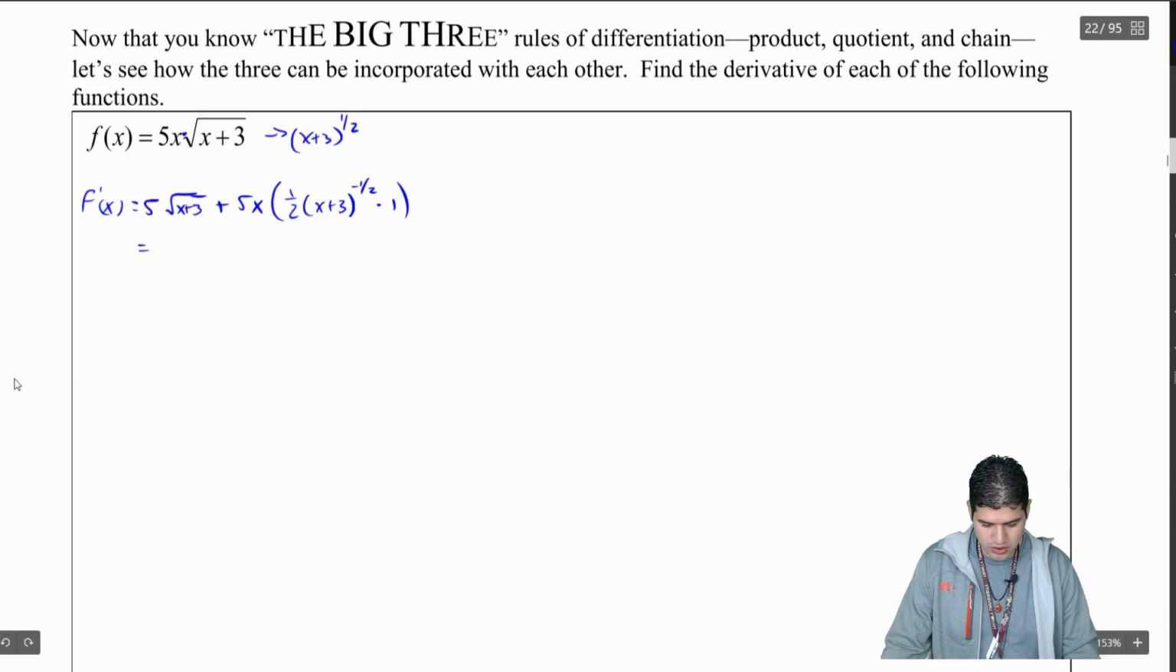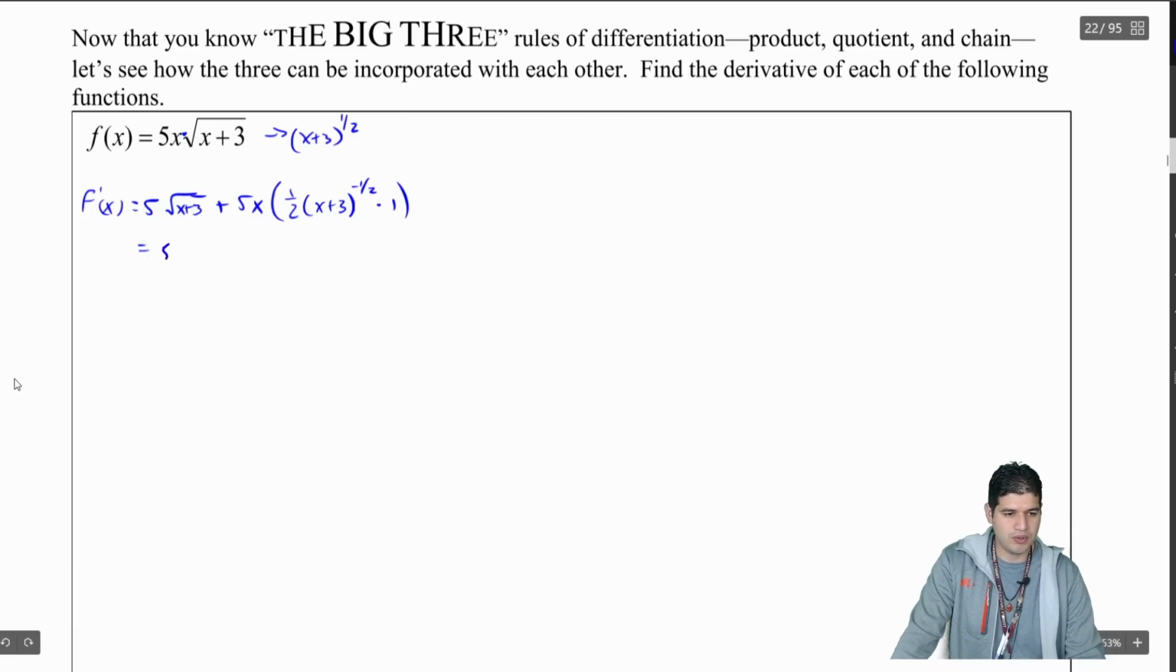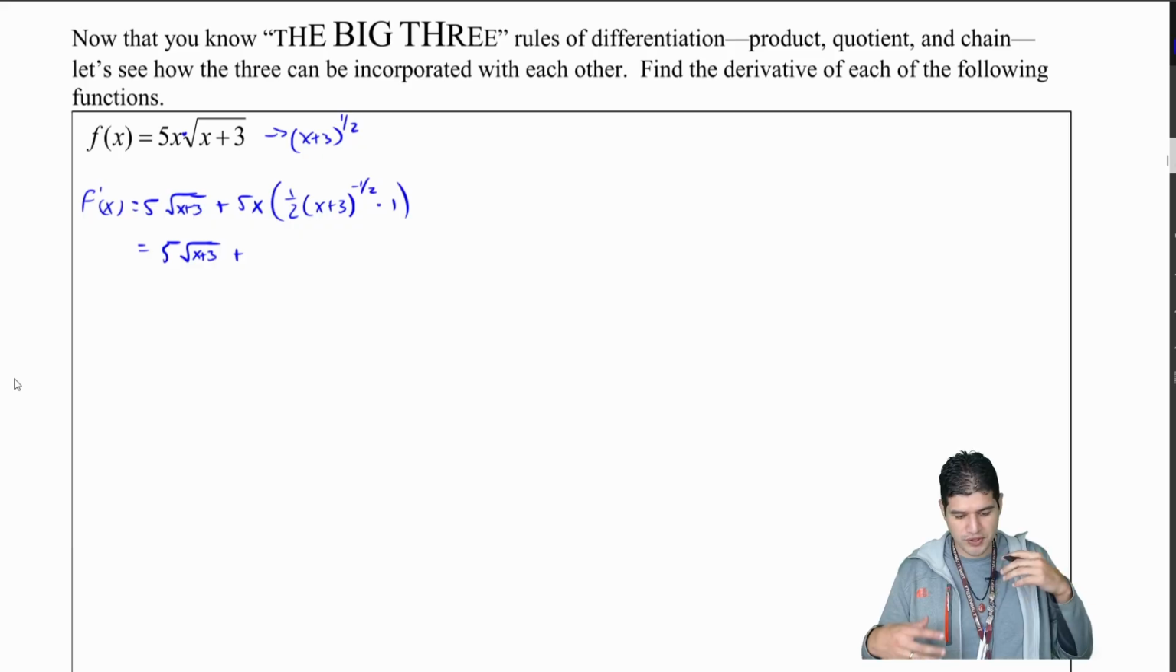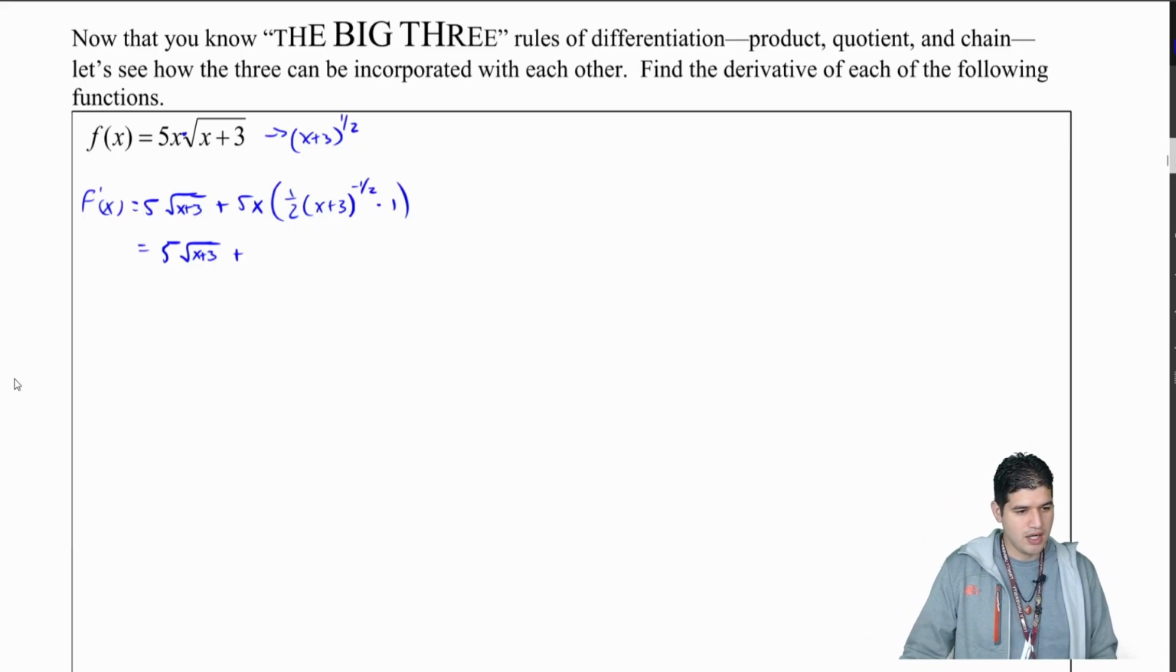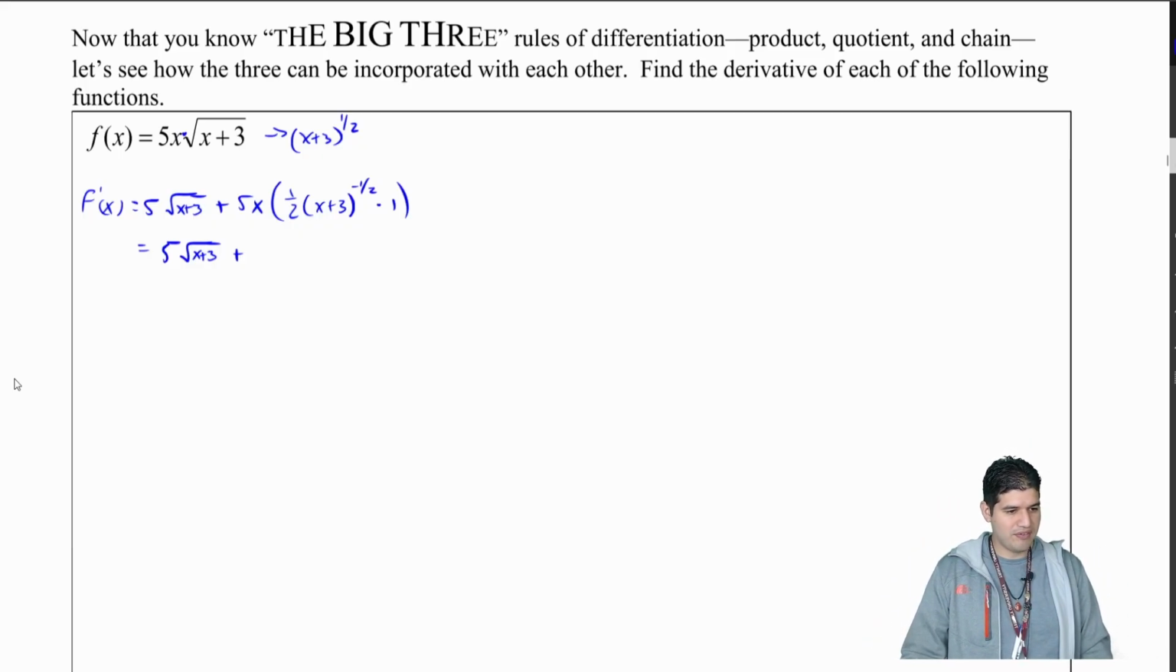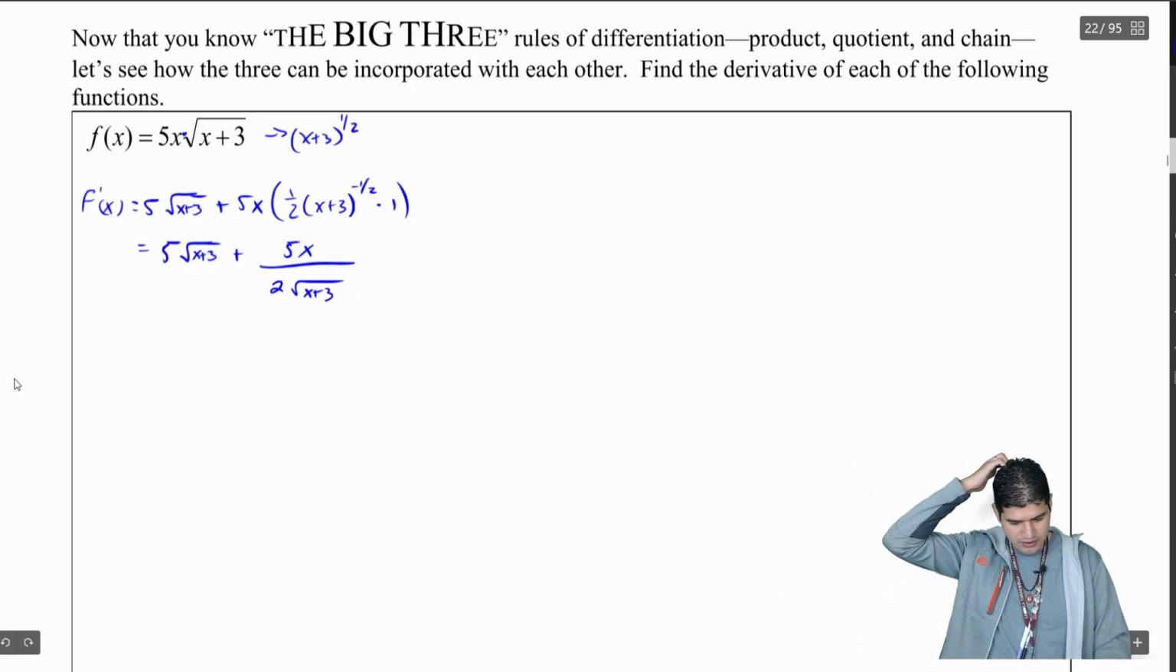All right, so let me think about this. I'm going to hold on to this because I don't really want to work on the left side yet. So 5 times the square root of x plus 3 plus, all right, what I want to do here is I just want to put this as one fraction. So what I'm thinking is that's 5x times 1 times 1, so that's going to be 5x in my numerator. And then in my denominator, I'm going to get 2 square root of x plus 3, because the x plus 3 is to the negative 1/2.